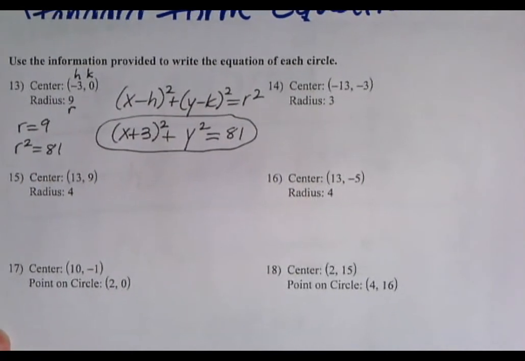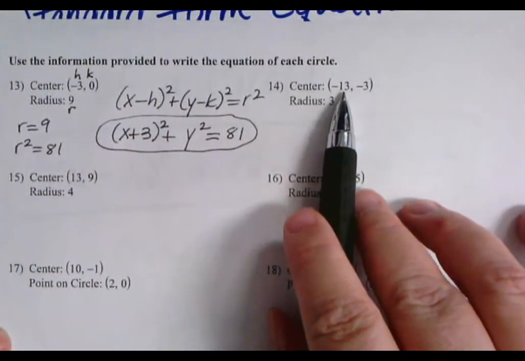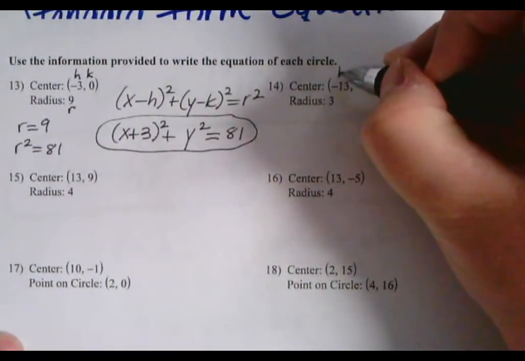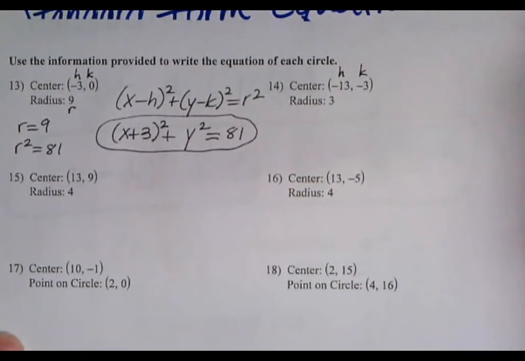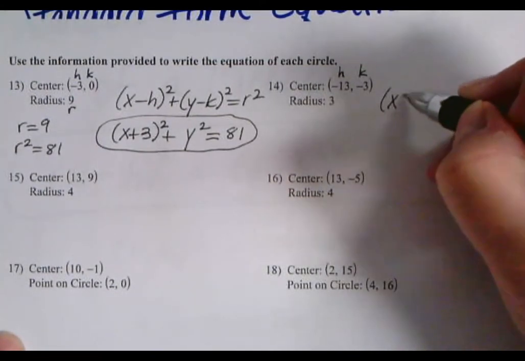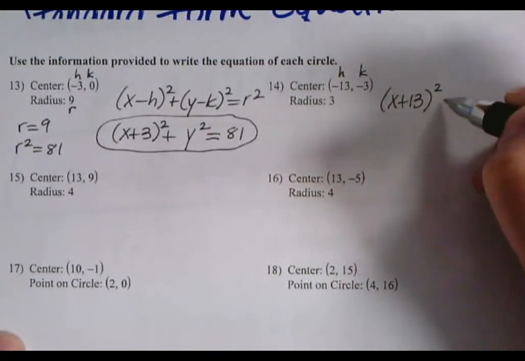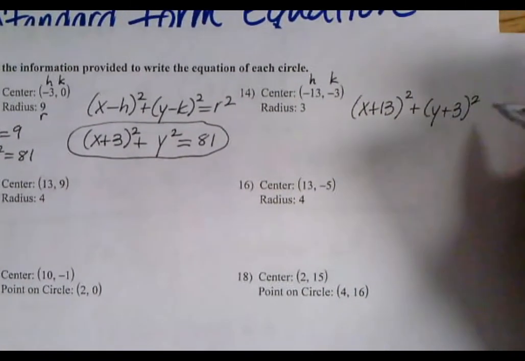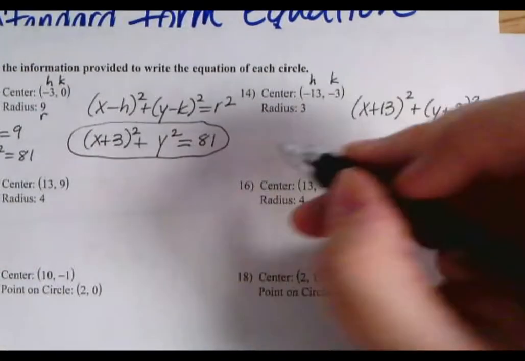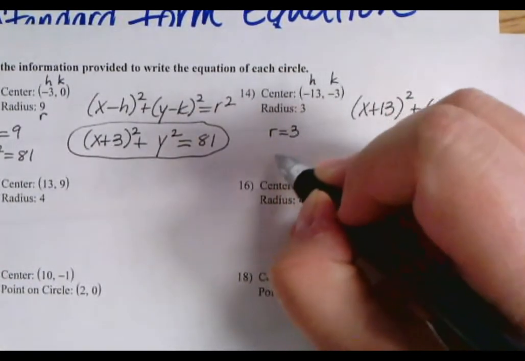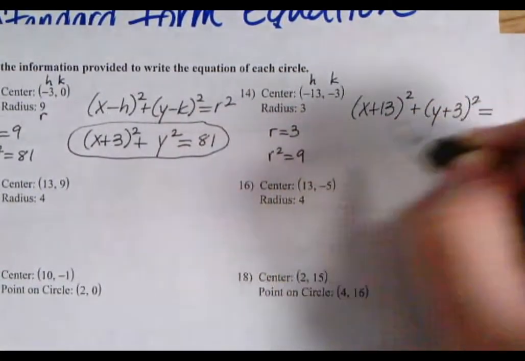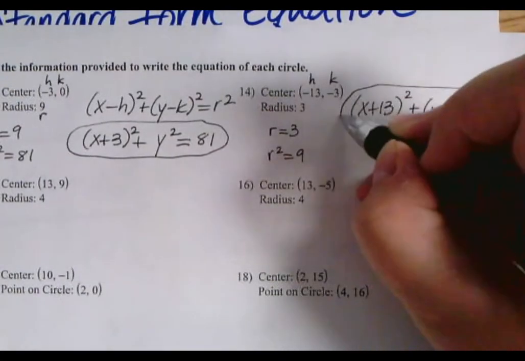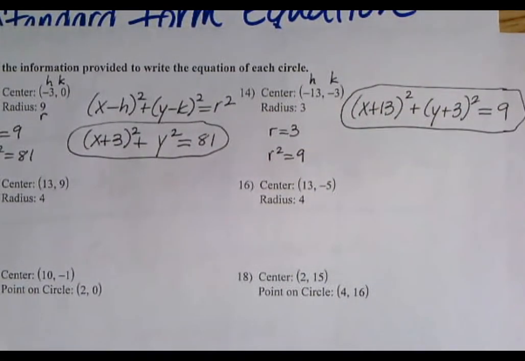Let's look at number 14. Here's my h, here's my k. Both of them are negative. That means I'm not going to see any minuses, because remember it changes. x plus 13, y plus 3, and then I get my radius squared over here. If the radius is 3, the radius squared is 9. So there is my standard equation with that info.